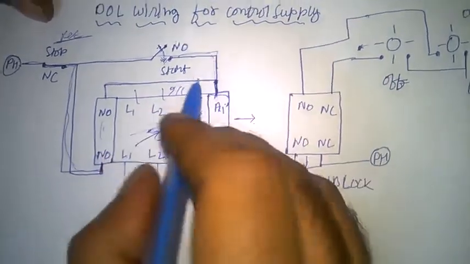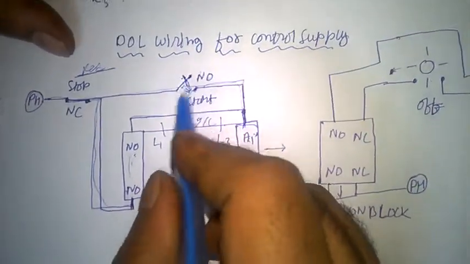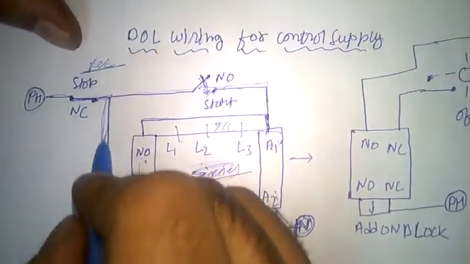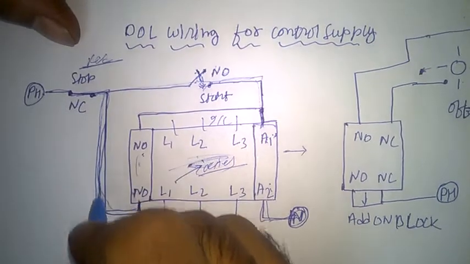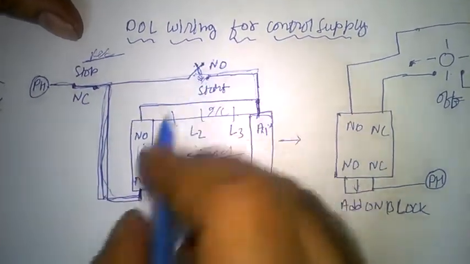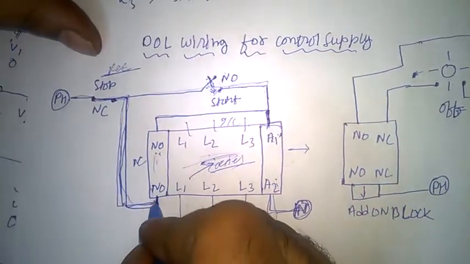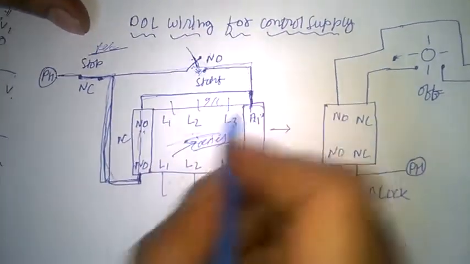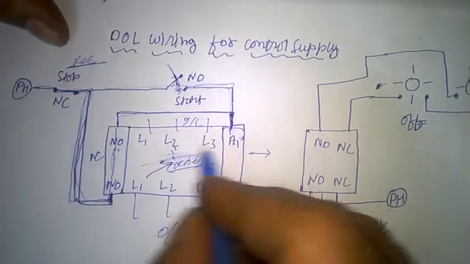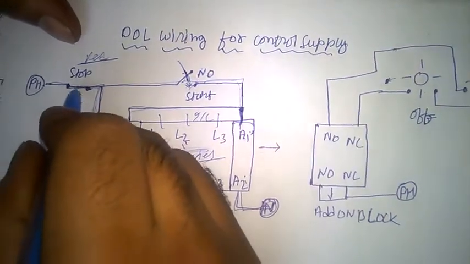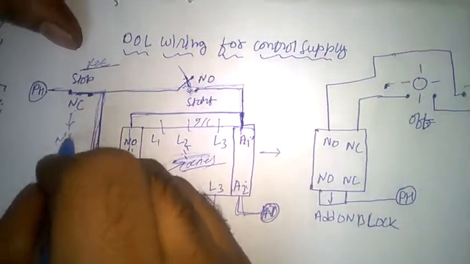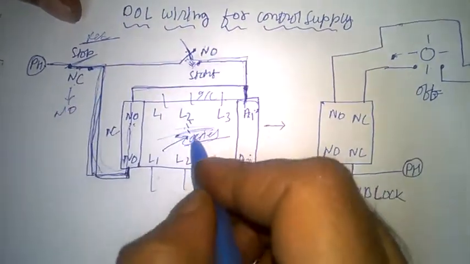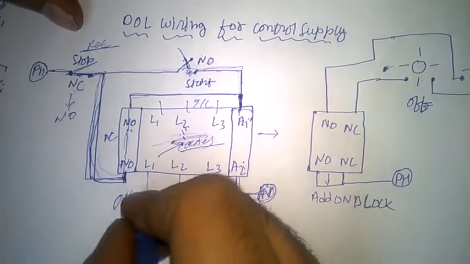Now what happened? As we release the start button, it should open, but what action is happening here? The phase through the NC stop button is going to the NO contact. As we have started it, NO becomes NC, so the supply continues through this. Even if we remove the start button, the supply is going to A1 through the NC button, so it stays active. Once we push the stop button, this NC will become NO. After that, the circuit breaks here, no more supply, and the contactor gets off.